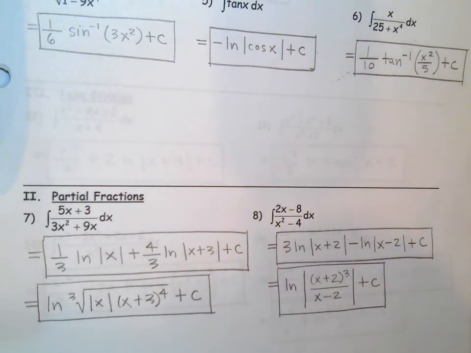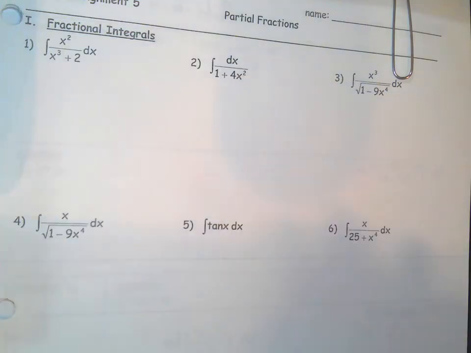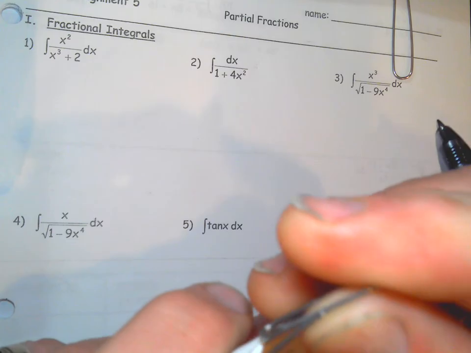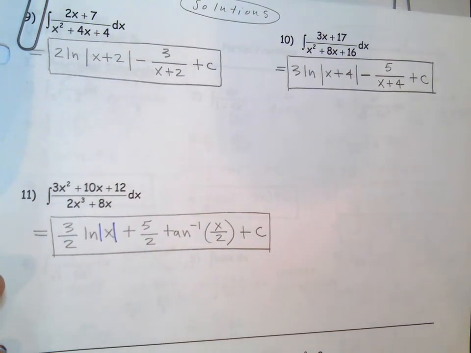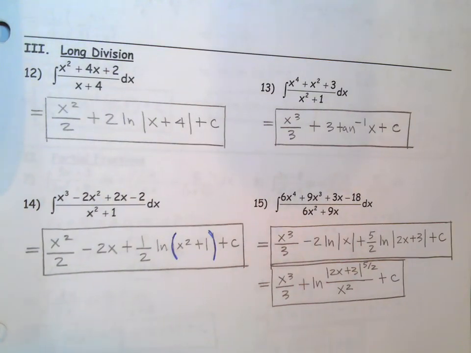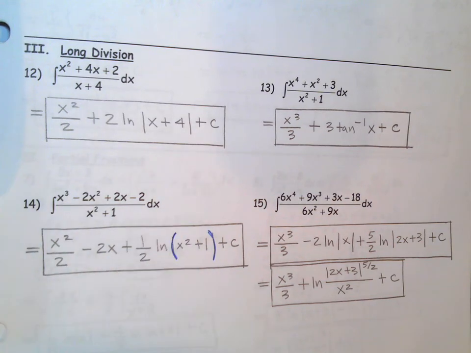Here's a few more. We're trying to combine the logs in the answers, so using log rules. Pause the video if you need to. So 14, no absolute values for the final answer. They should be in your work.